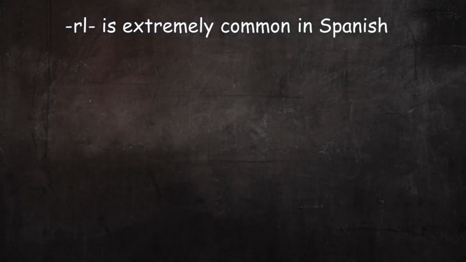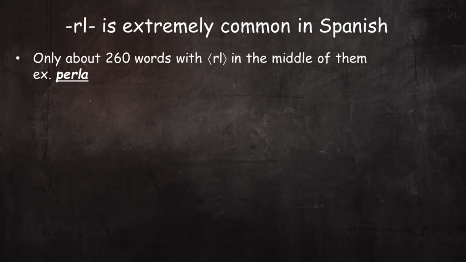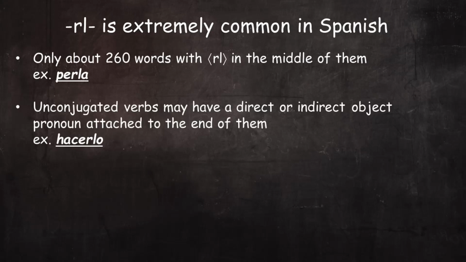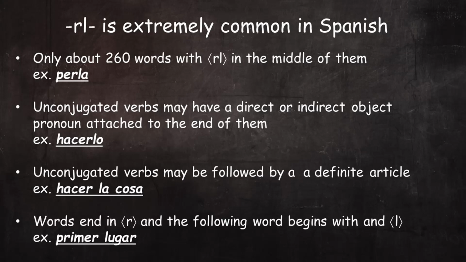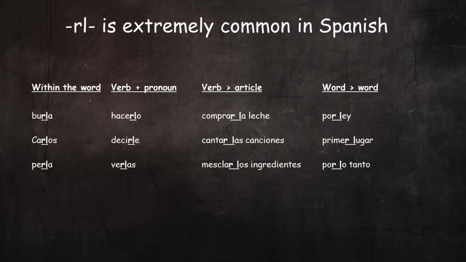The RL consonant cluster is extremely common in Spanish sentences. While there are only about 260 words with RL in the middle of them, and most of them are fairly obscure and uncommon, unconjugated verbs may have a direct or indirect object pronoun attached to the end of them, and they may be followed by a definite article. Additionally, there are other instances in sentences where a word ends in an R and the following word begins with an L. Here are examples of all those situations. Feel free to pause the video and check them out.